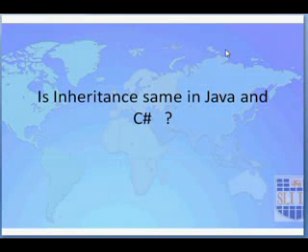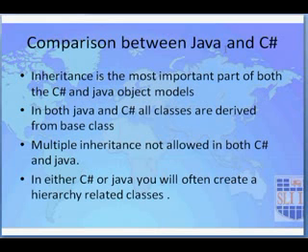Is inheritance the same in Java and C#? Now we consider, is there any difference between C# and Java in inheritance? Inheritance is the most important part of both the C# and Java object models. In both Java and C#, all classes are derived from a base class. Multiple inheritance is not allowed in both C# and Java.